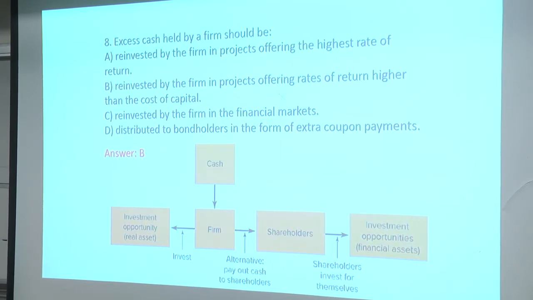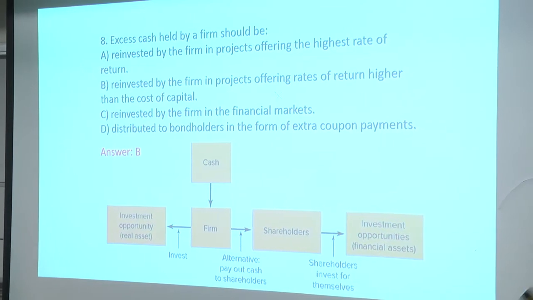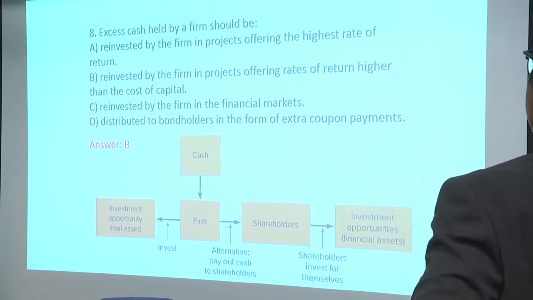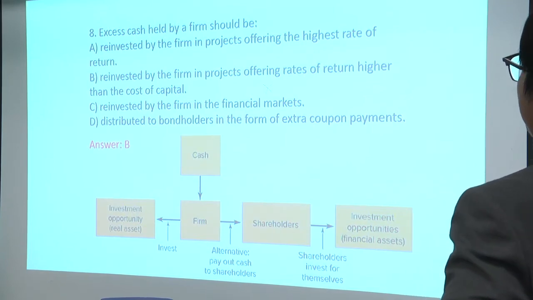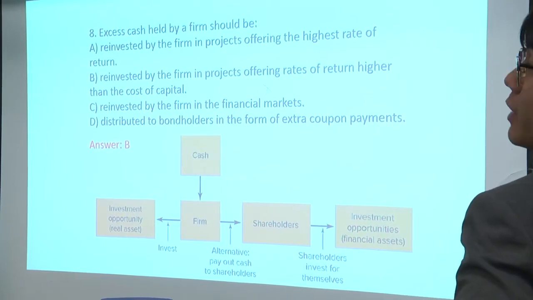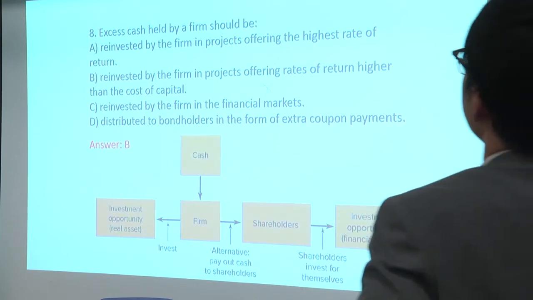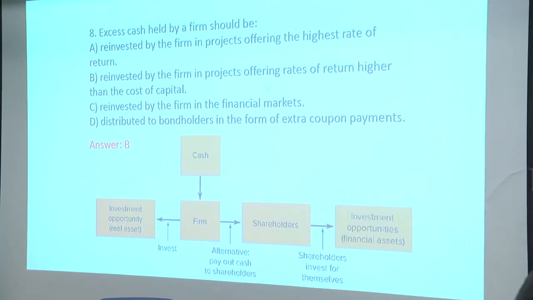So excess cash held by a firm should be, okay? This is the same question with a different kind of writing. So we know that the cash should be returned unless you can get better investment opportunities on the left-hand side, right? So this should be reinvested by the firm in projects offering rates of return higher than the cost of capital. Otherwise this should be returned back to the investors.